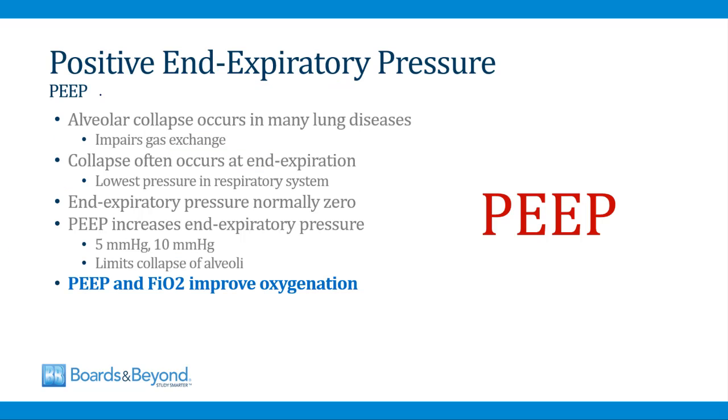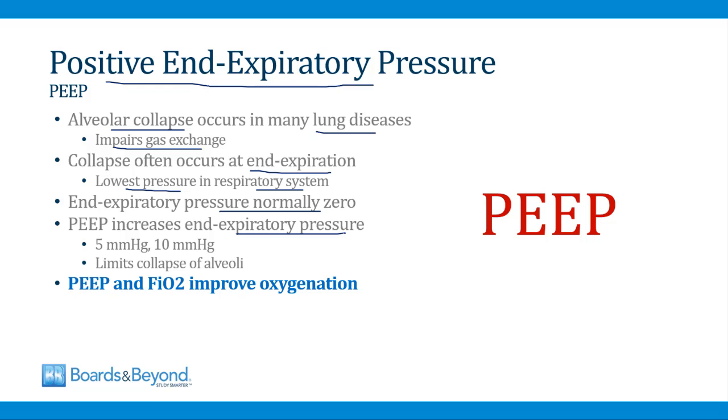So let's talk about PEEP. PEEP is positive end expiratory pressure. And the idea behind PEEP is that alveolar collapse occurs in many lung diseases. And when the alveoli collapse, this impairs gas exchange. The point at which the alveoli often collapse is at end expiration, because this is when there is the lowest pressure in the respiratory system. Now, normally at the end of expiration, the pressure in the alveoli is zero. What the PEEP does is it raises that end expiratory pressure so that instead of 0, it could be 5 or 10, and this is going to limit the collapse of the alveoli.